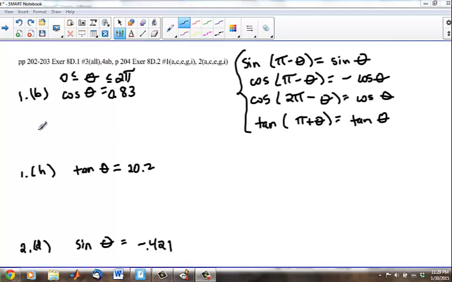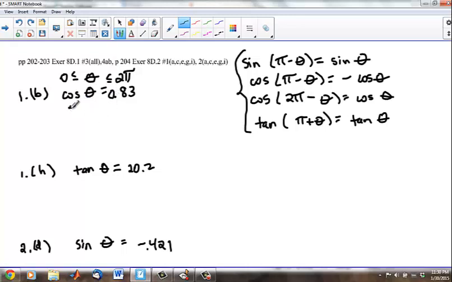Okay, let's go ahead and take a look at page 204 for number 1. We're to find 2 angles theta on the unit circle, and theta has to be between 0 and 2 pi, or equal to 0 or 2 pi. So in other words, it's within 1 revolution of the unit circle, between 0 and 360 degrees. So the first thing you're going to do is that you're given cosine theta is equal to 0.83.